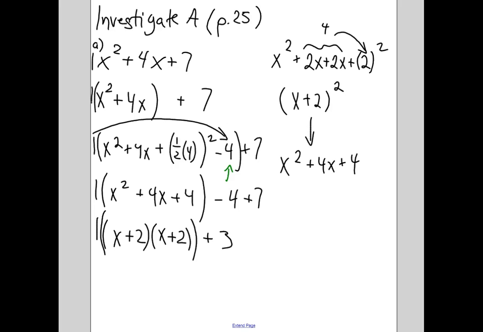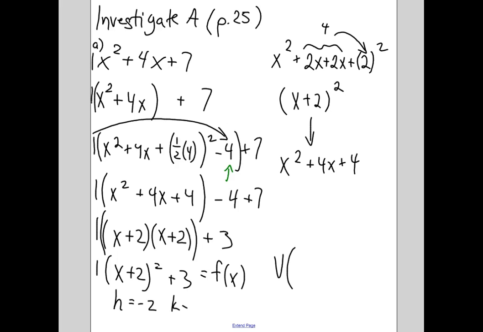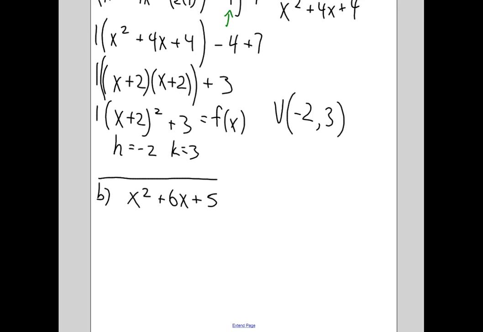Okay, so now we have our perfect square. In vertex form it would be x plus 2 all squared plus 3. And if this was our function, and here it was just labeled f of x, we would have the vertex currently, knowing that here h is -2 and k is +3. Our vertex is -2, 3. And of course, that function matches what was shown in the textbook for that pair in A.